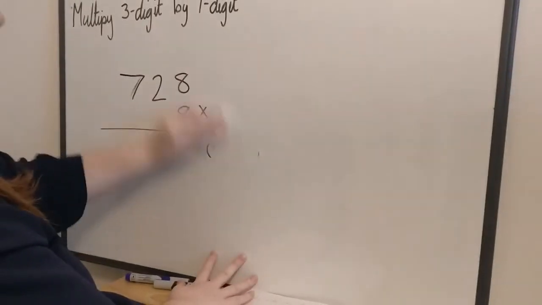Oh, that's not the example I wrote down. I didn't read the question properly. This is why it's important to make sure you read the question properly. 729 was the question that I'm supposed to be doing. 729 times 8. This is why it's so important to read the question. Make sure you read it properly.